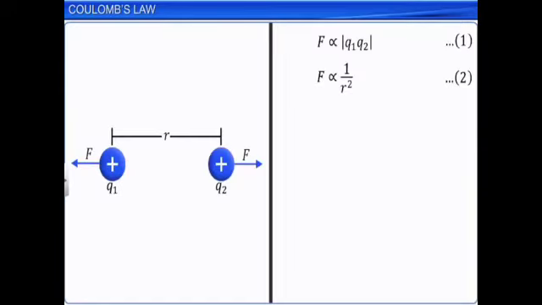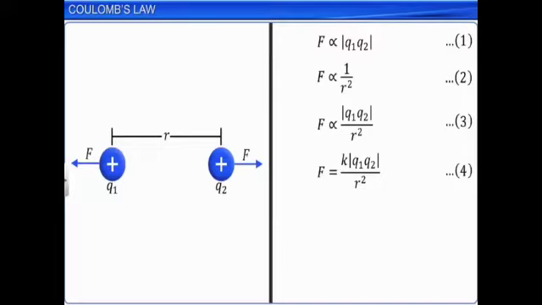Thus, according to Coulomb's law, the electrostatic force between two charges is directly proportional to the product of the charges and inversely proportional to the square of the distance between the charges. Hence, the electrostatic force F between charges q1 and q2 separated by a distance r is proportional to q1 q2 by r square. Let this be equation 3. A constant of proportionality k is used to get the equation F is equal to k q1 q2 by r square. Let this be equation 4.